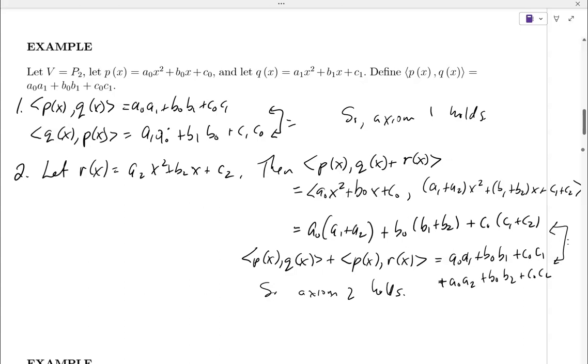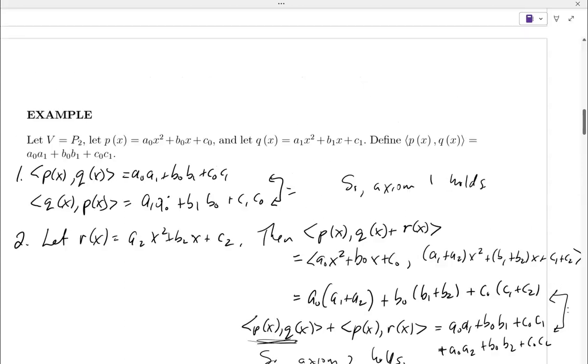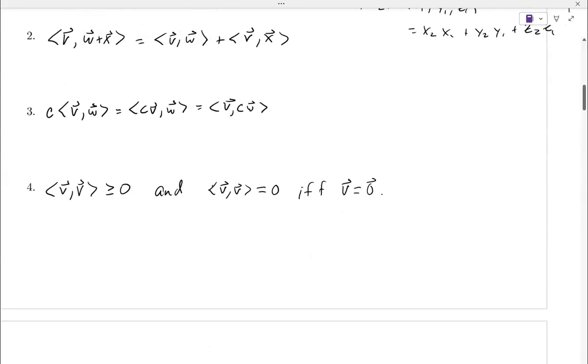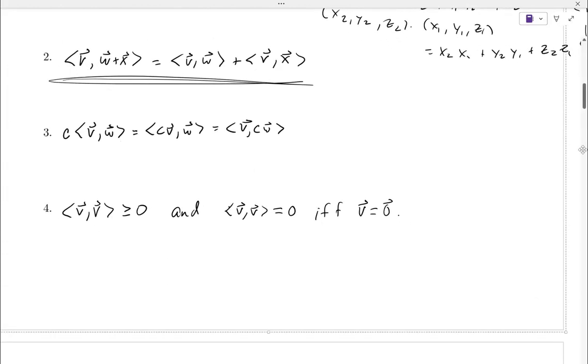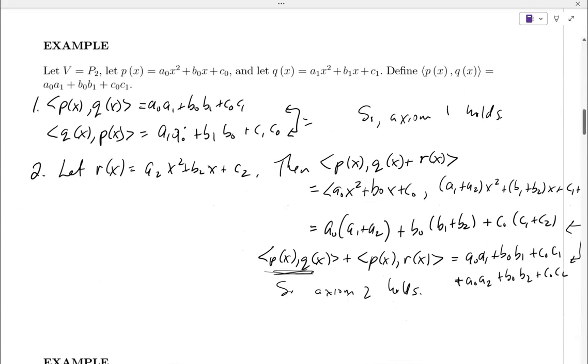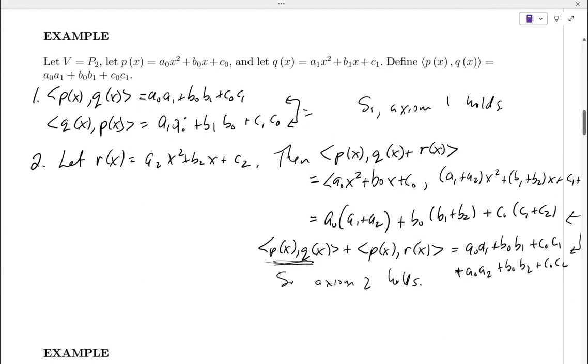What if the first p of x and the second comes out? Here? I see 3 different issues. This is the axiom that we're trying to satisfy, right? All right, so notice that. We did p of x and then q of x plus r of x. It says p of x, q of x, p of x, r of x. I need it in both places to verify the axiom.